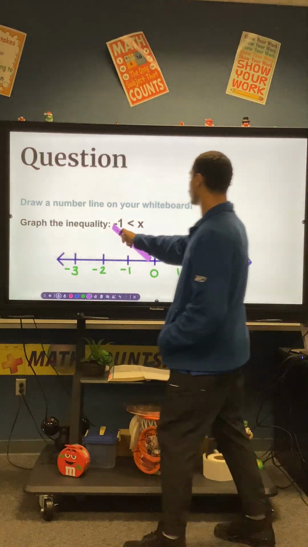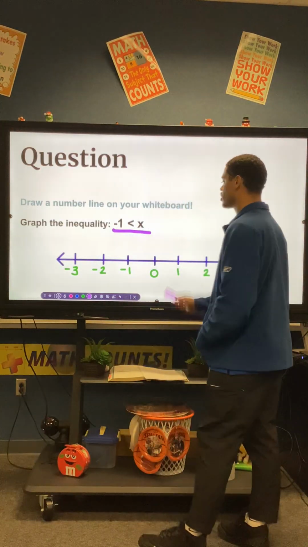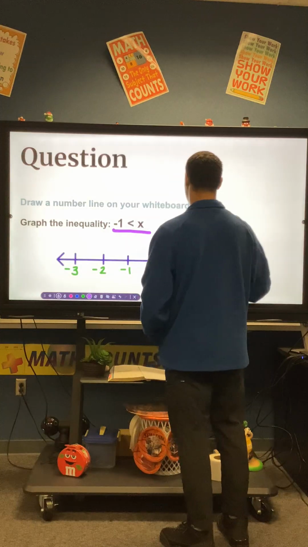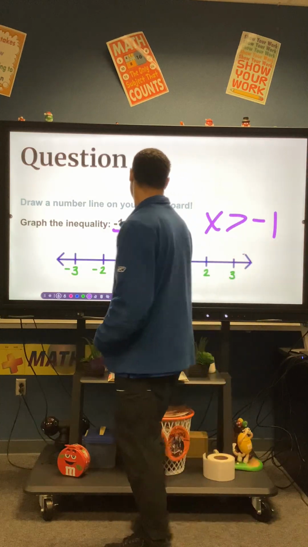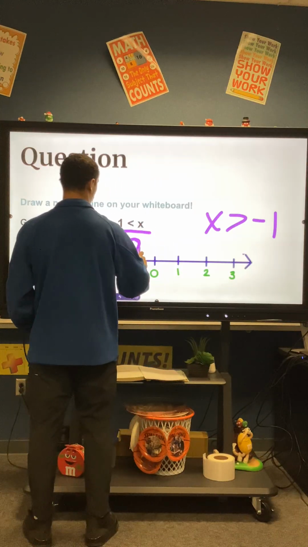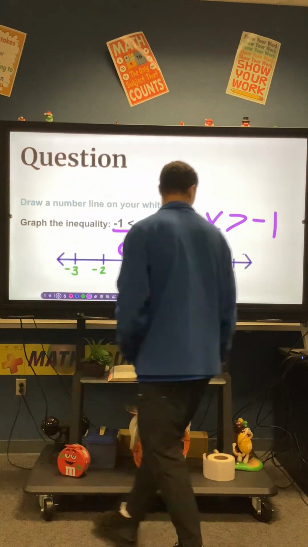Remember, every time we give you an inequality that looks like this, we want you to rewrite it. So this is going to be x is greater than negative 1. You go to your negative 1, open circle, go to your right.